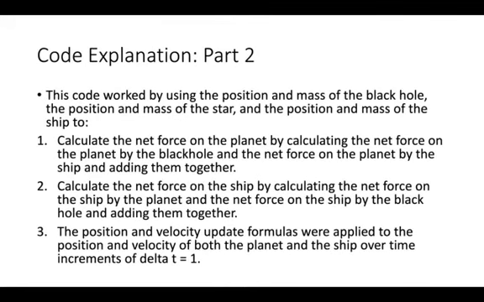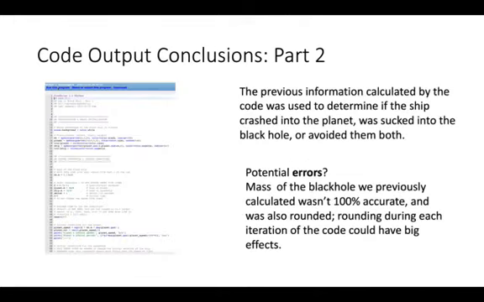This code worked by using the position and mass of the black hole, the position and mass of the star, and the position and mass of the ship to first calculate the net force on the planet by calculating the net force on the planet by the black hole and the net force on the planet by the ship and adding them together. Then, calculating the net force on the ship by calculating the net force on the ship by the planet and the net force on the ship by the black hole and adding them together. Finally, the position and velocity update formulas were applied to the position and velocity of both the planet and the ship over time increments of delta t equals 1.